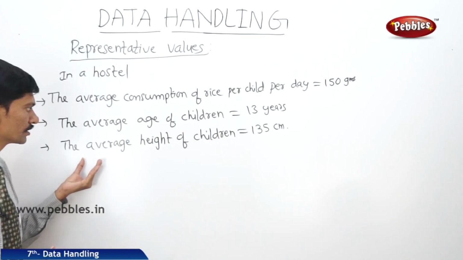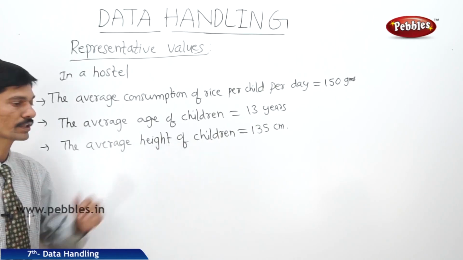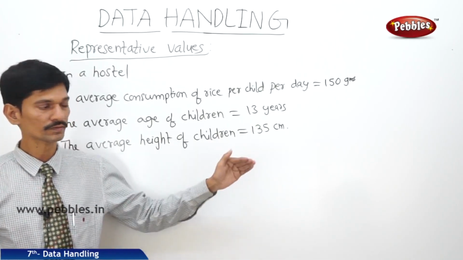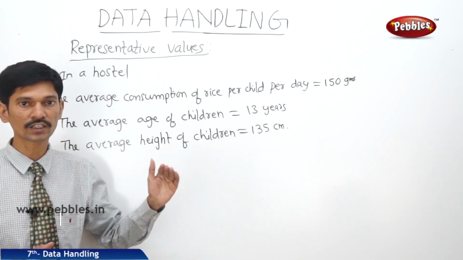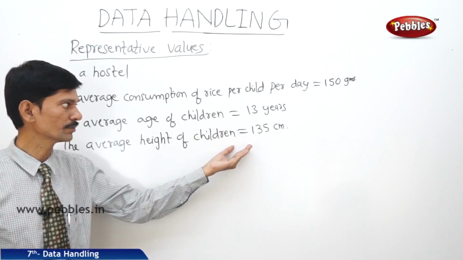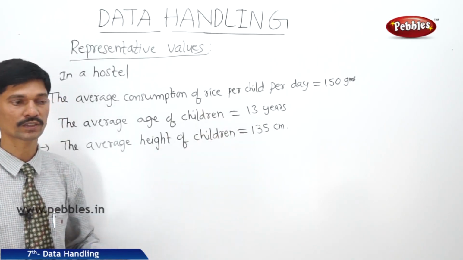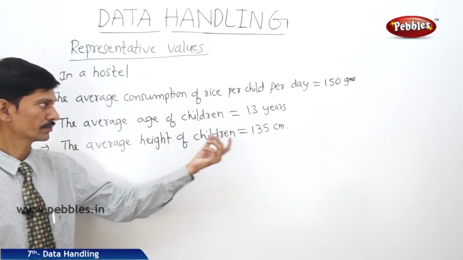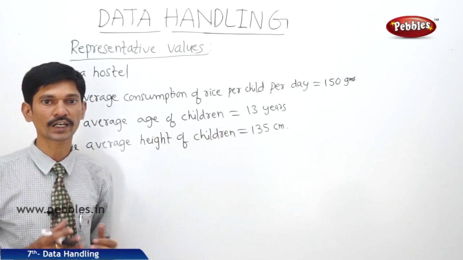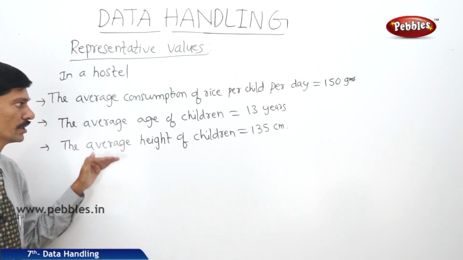And similarly, the average height of children is 135 centimeters. Means every child may not be 135 centimeters. Some children may be more than 135 centimeters in height, and some may be less than 135 centimeters. But here this 135 centimeters gives us an idea of the average height of the children.